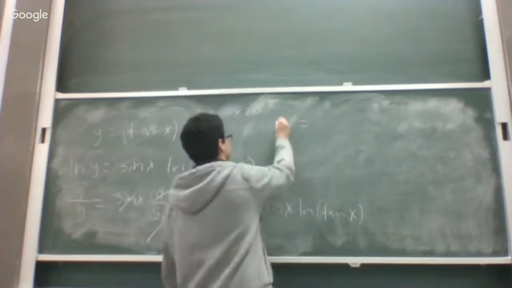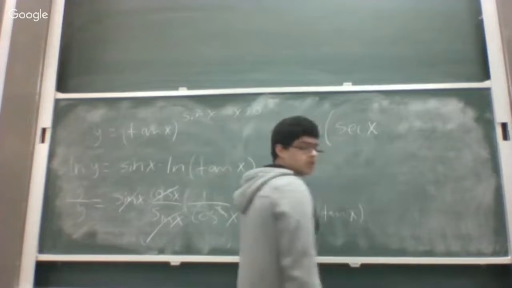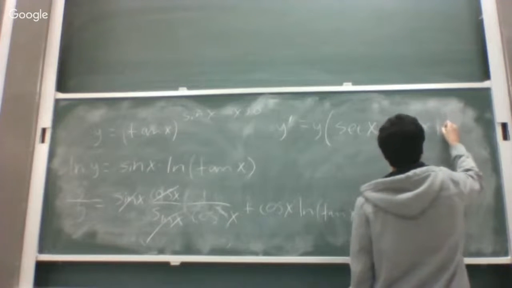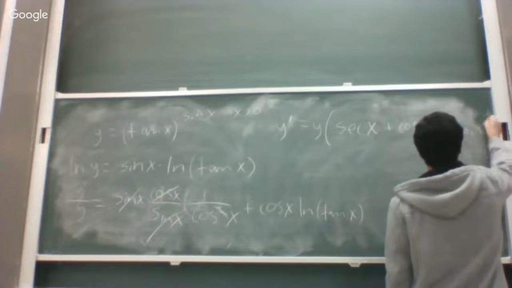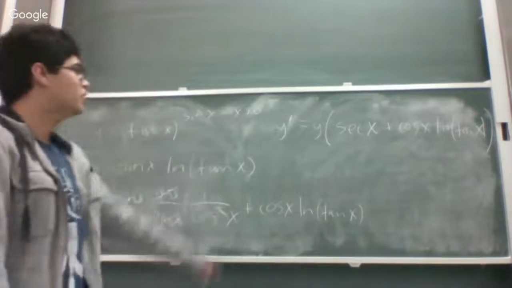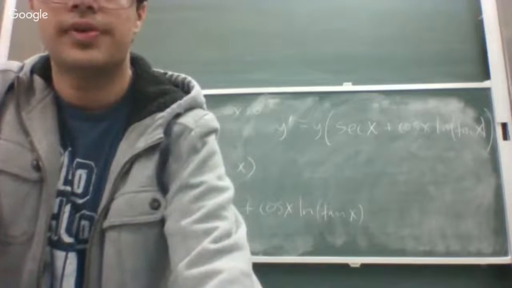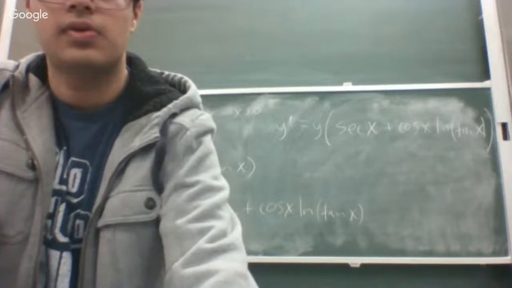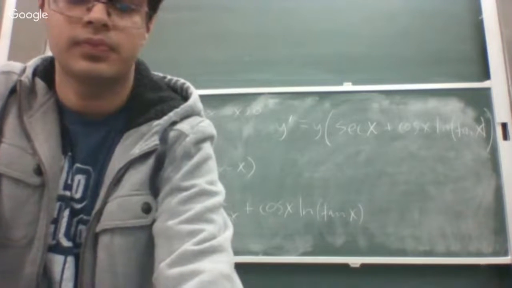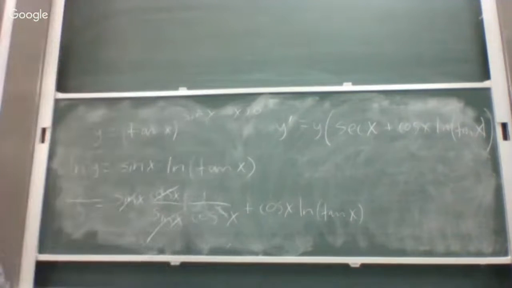We can multiply the y to the other side too. So y prime is equal to y times secant of x plus cosine of x times the natural log of tangent of x. And then you can rewrite what y is, and that's the original function. Any questions on this?